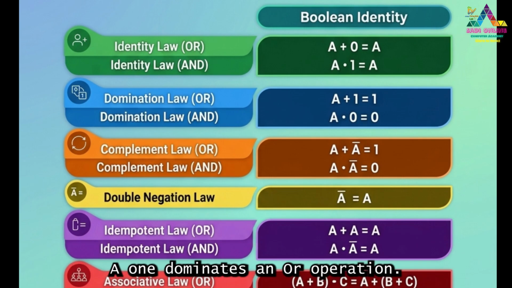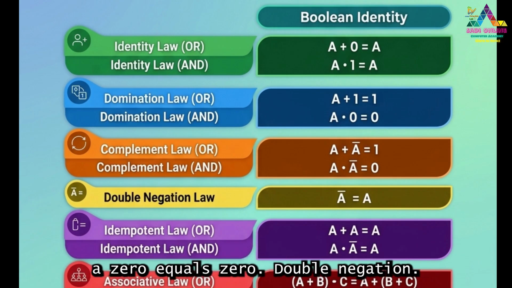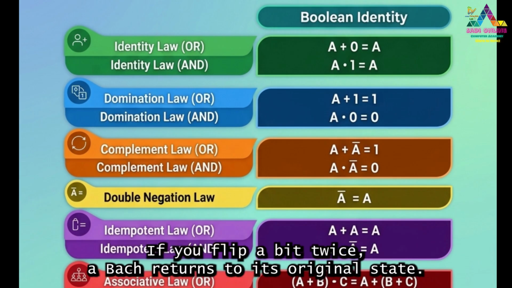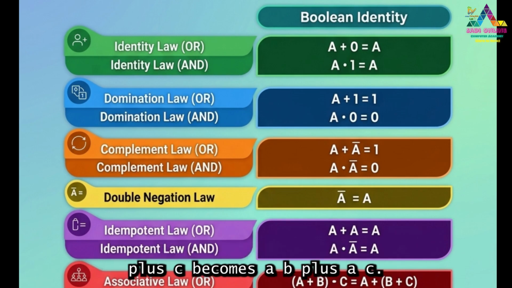Domination law: a 1 dominates an OR operation, a + 1 equals 1, and a 0 dominates an AND operation, a.0 equals 0. Double negation: if you flip a bit twice, a bar returns to its original state, a. As we get more advanced, we see the distributive law where a.(b + c) becomes a.b + a.c.